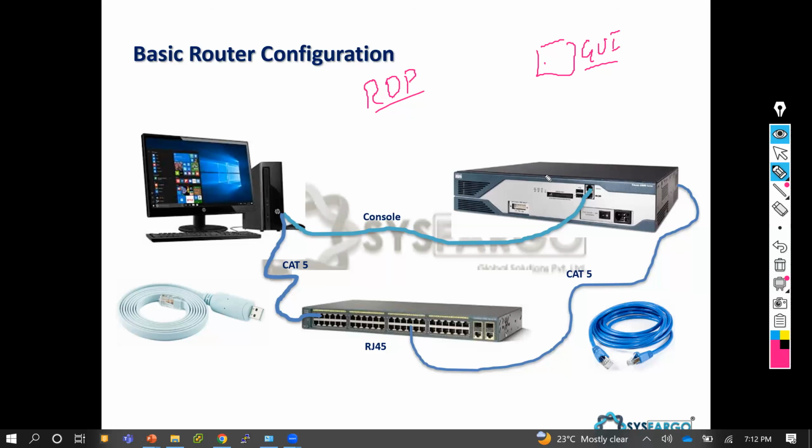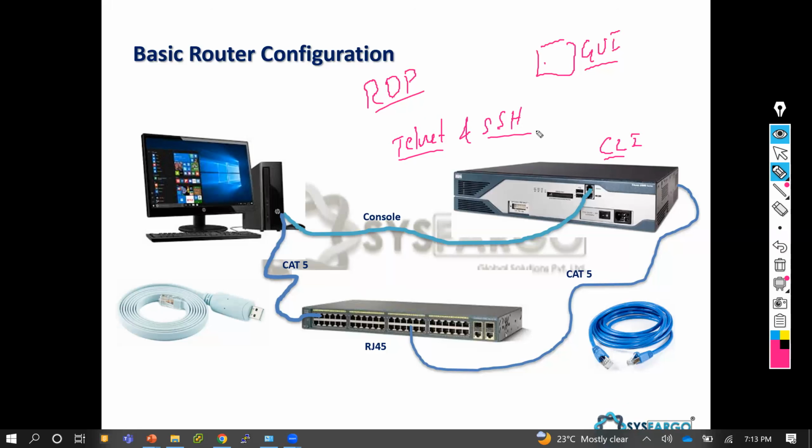Now, coming to this router, it has a CLI, command line interface, a command line operating system. If I want to access this router remotely, then we use two protocols, that is Telnet and SSH. These are the two protocols we use to access devices remotely, Telnet and SSH. In the production network, we always use SSH, not Telnet. But here in my lab, I'm going to use Telnet.